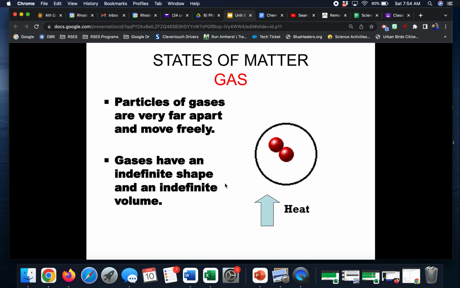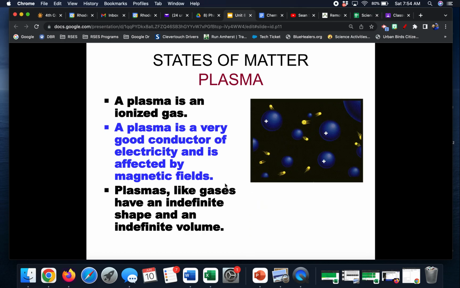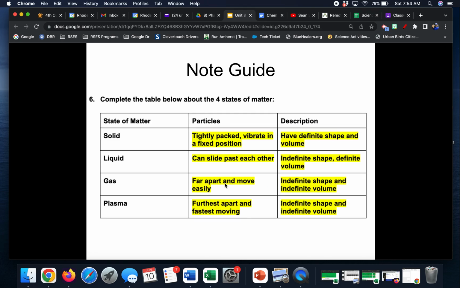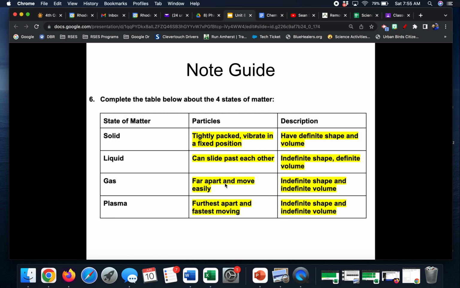If we add heat to a gas, we get to a plasma. Again, not as much on the test on the plasma, but it's really an ionized gas. So it's a gas that's heated enough where the electrons are kind of freed. That's what the ion is. Plasma is a really good conductor of electricity, and it can be affected by magnetic fields as well. And just like gas, it's also indefinite shape and indefinite volume. Believe it or not, plasma is the most common state of matter in the universe. It's because you'll see later stars like the sun are made of tons of plasma, so that's why it's the most common in the universe.